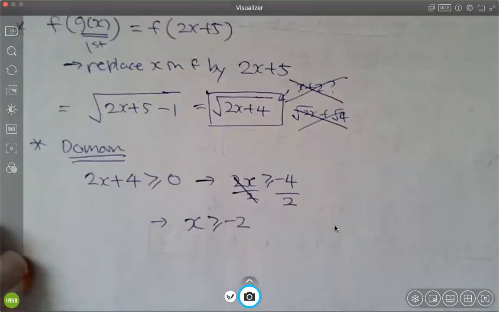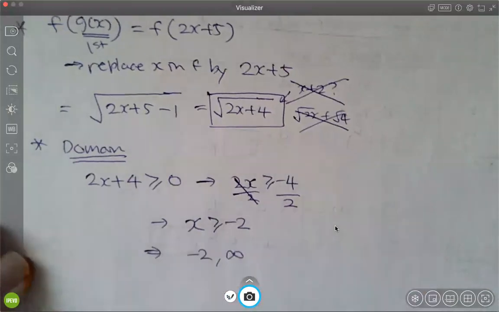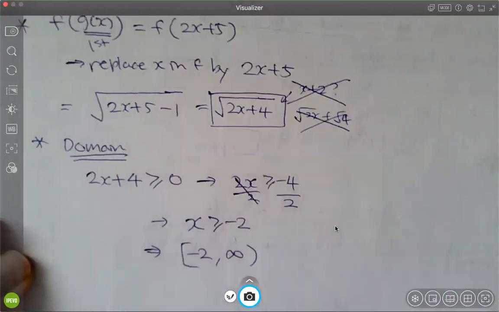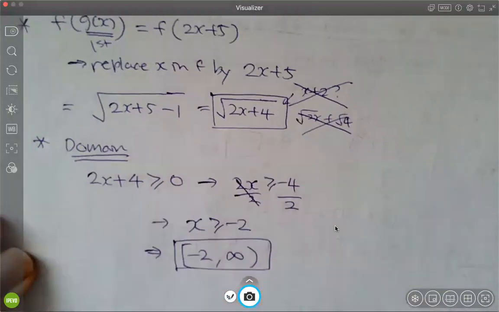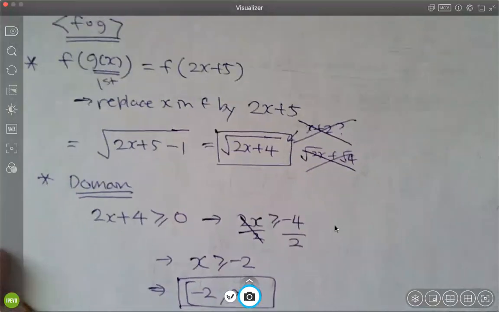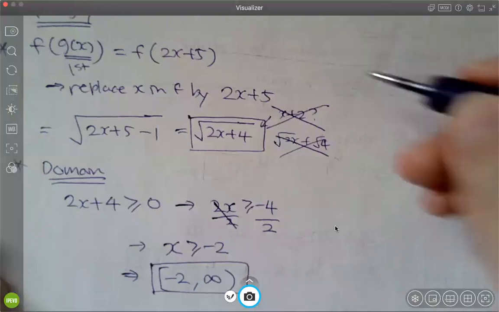And what's the interval notation of that? Negative 2 comma infinity, with a bracket around negative 2, right? Okay, so that's the domain for F circle G. And now go backwards. And what does that mean? G circle F.